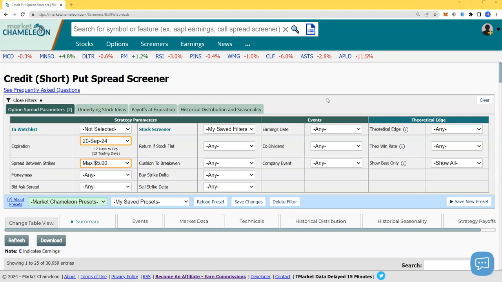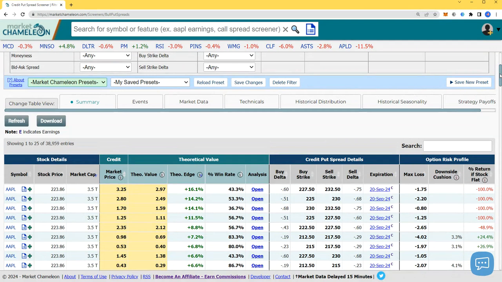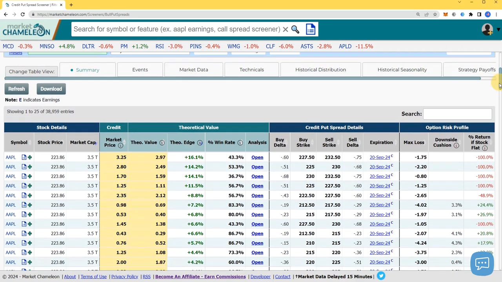Put credit spread tutorial with Market Chameleon. This is what we're doing today. I want to show you a couple of filters, and at the end of the day we can search and find some trade opportunities on a super high market cap stock: Apple, Nvidia, Microsoft, all those that you know and love.